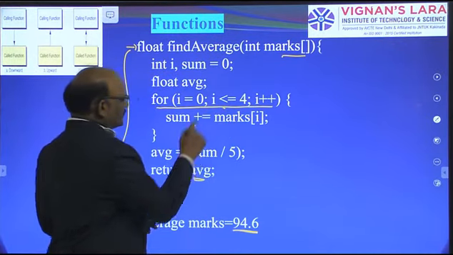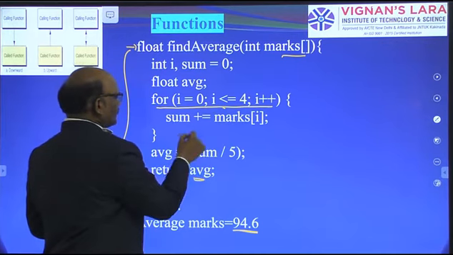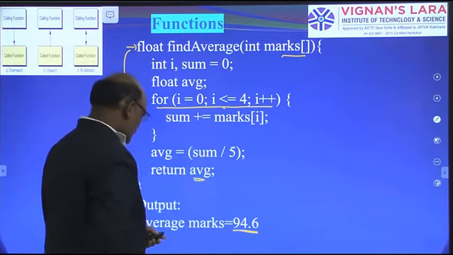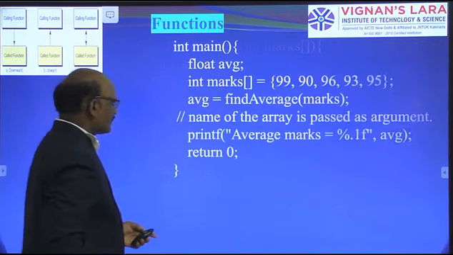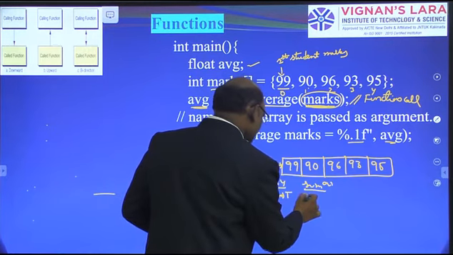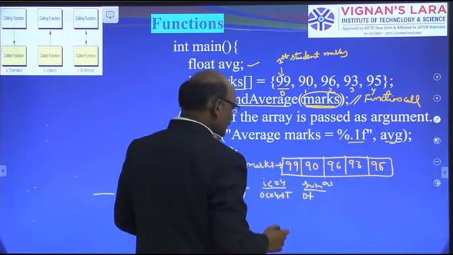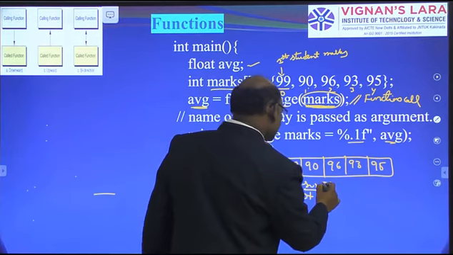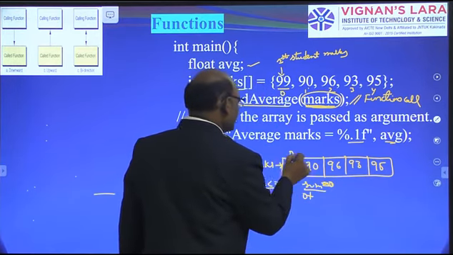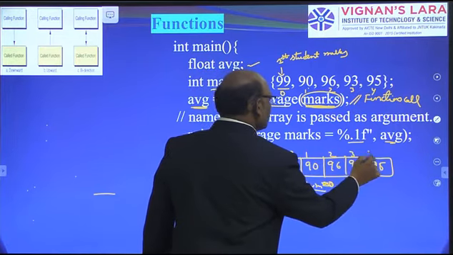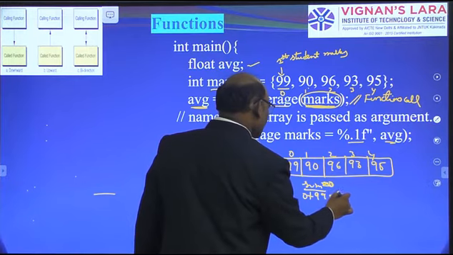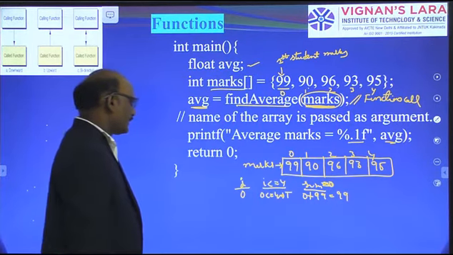Since this condition is true, it will execute the loop. Then sum equal to sum plus marks of i. The sum value is 0 initially, plus marks of i. So marks of 0. The indexes are 0, 1, 2, 3, 4. Marks of 0 is 99. Now sum is 99.